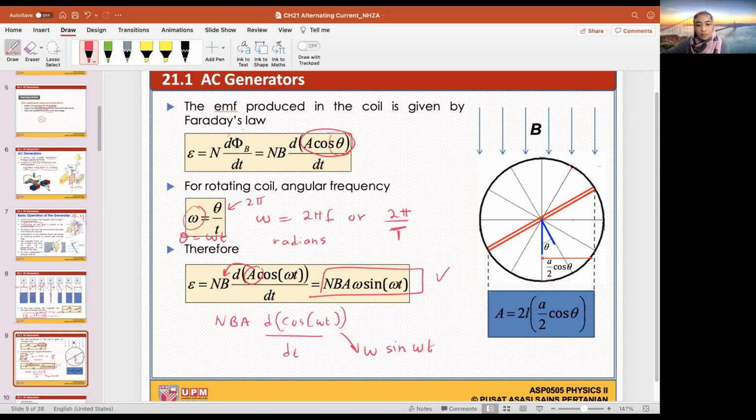Or it can be omega equals theta over t. When you substitute theta into your equation, it is theta equals omega t. Okay, so that is your equation.